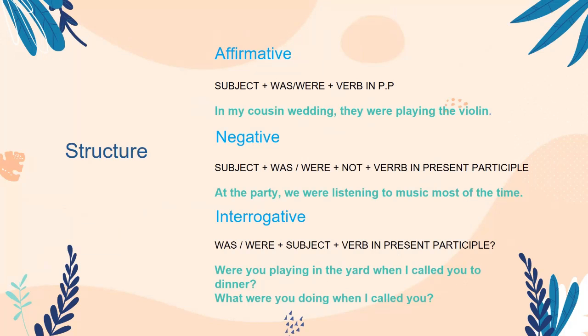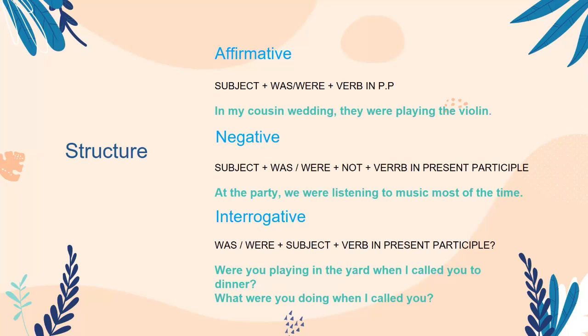Let's continue with the structure of the past continuous. To form an affirmative sentence, we need a subject plus the verb to be in past simple plus the verb in present participle. For example, they were playing the violin. They is the subject, were is the auxiliary verb to be in simple past, and playing is a verb in present participle form.